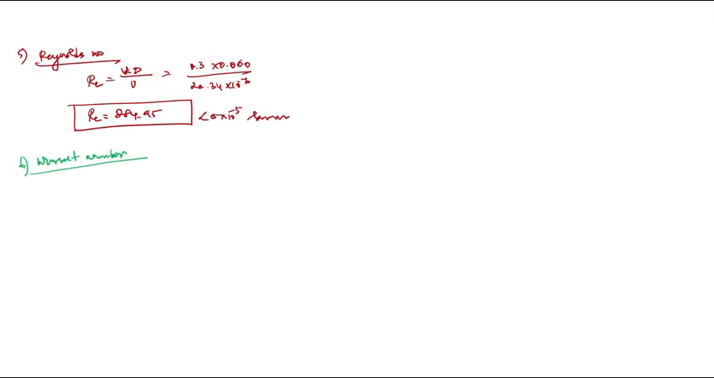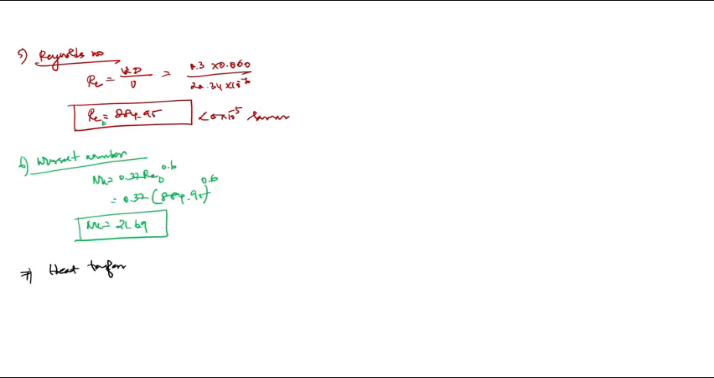So the Nusselt number: Nu is equal to 0.37 Re to the power 0.6, where Re is for the particular diameter. So 0.37 into the Reynolds number 884.95, whole to the power 0.6. Then you find the Nusselt number, which is equal to 21.69. After finding the Nusselt number, we are going to find the heat transfer.